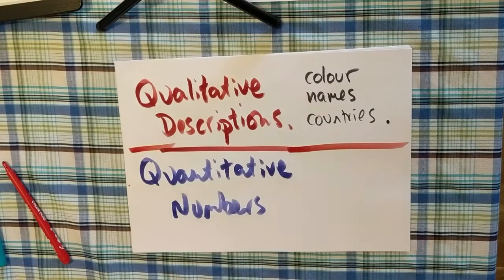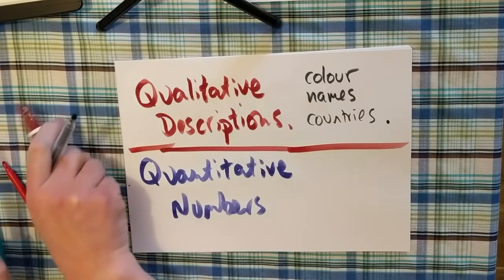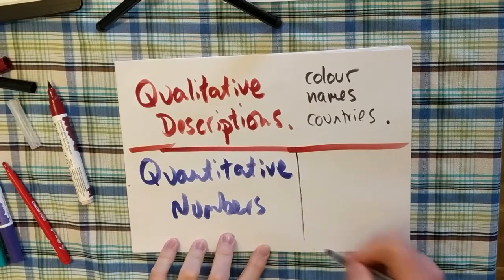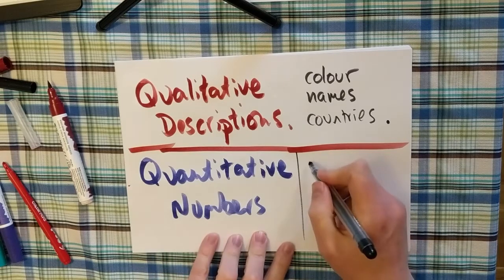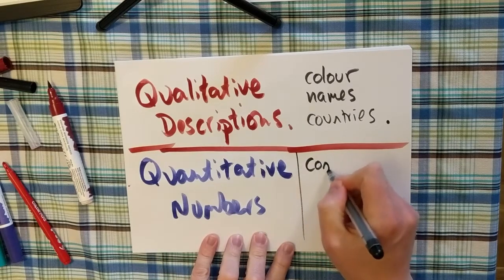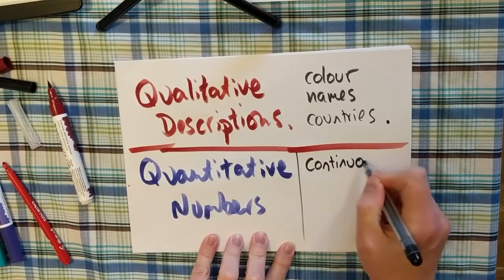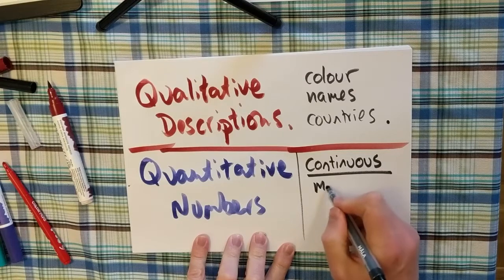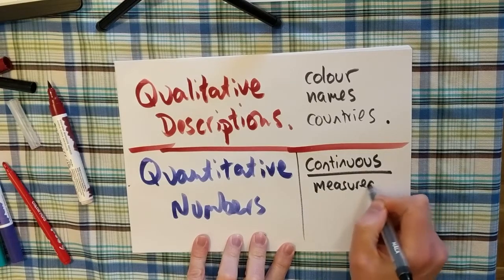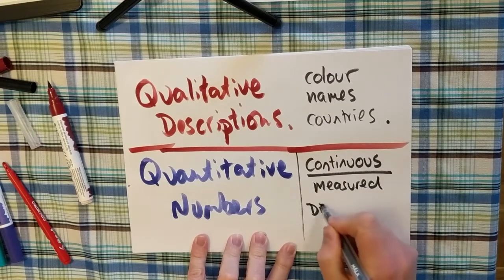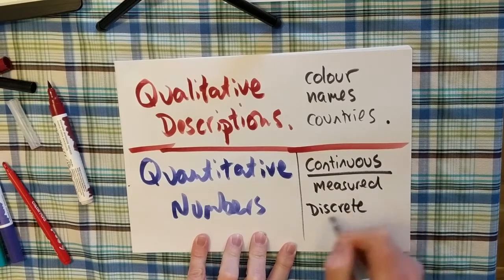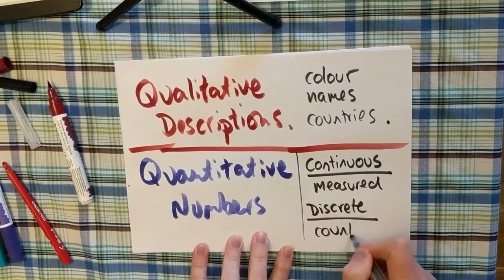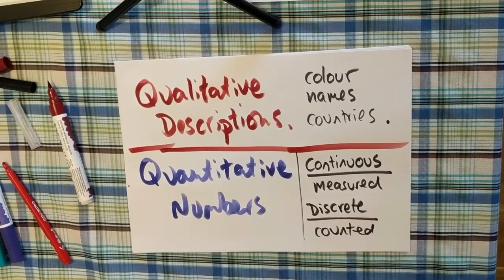But quantitative numbers, they come in two different styles. You can have numbers which are measured and numbers which are counted. And you've probably come across these before, but you have things which are continuous. Those are things which are measured. Or you have things which are discrete. Discrete data are numbers which are counted. And there's a subtle difference between these two things.